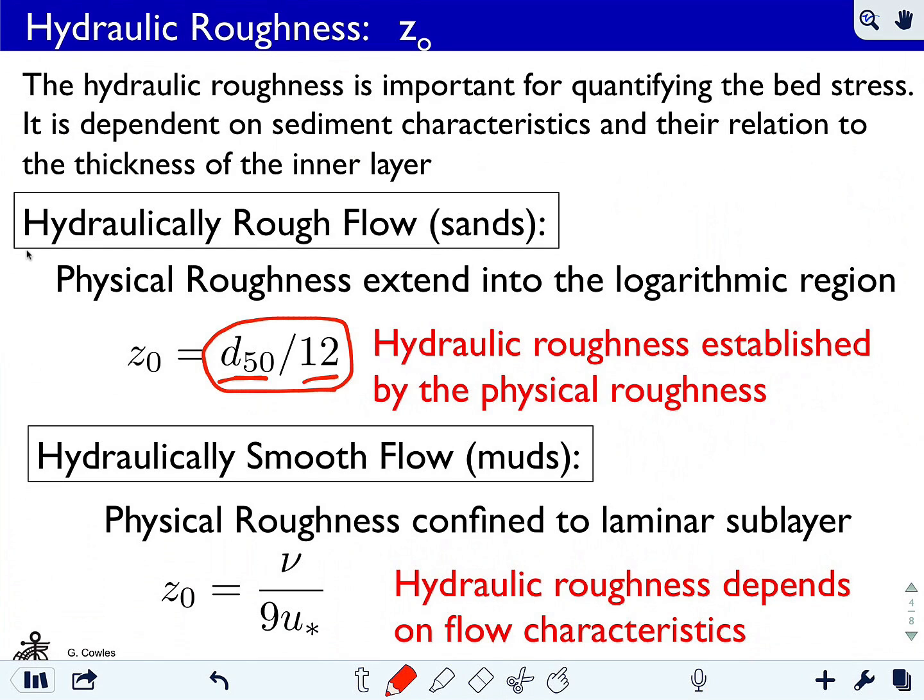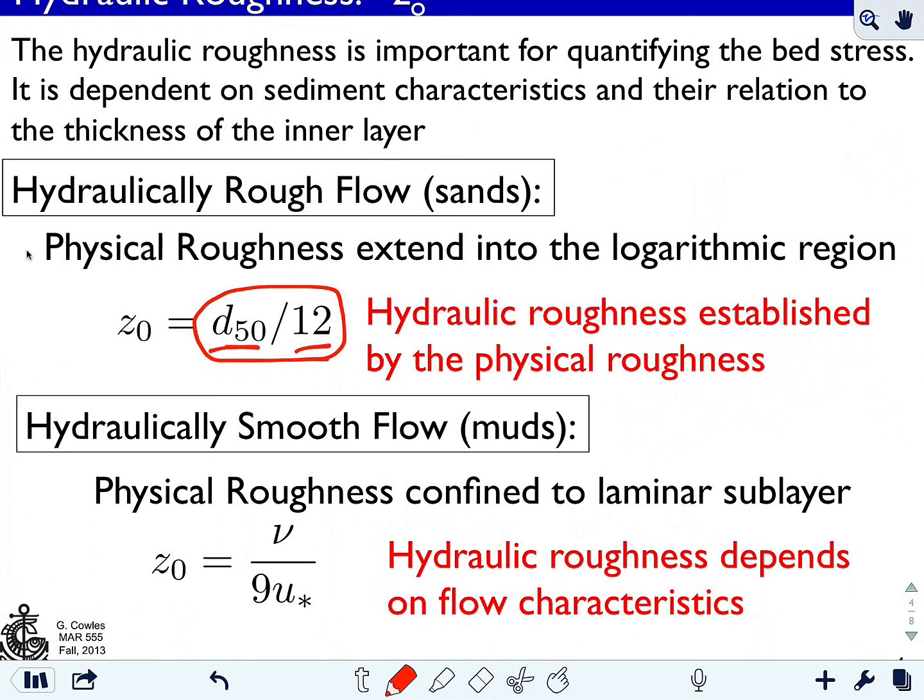in certain flows is established by the physical roughness. These are cases where the physical roughness itself sticks out into that turbulent log region. For hydraulically smooth flows, like muds for example, that physical roughness is just confined inside this laminar sublayer. It doesn't reach across into the turbulent zone. It's not interacting with the eddies that are up there, the physical roughness. In that case, the hydraulic roughness only depends on these flow characteristics within the boundary layer. It doesn't depend on the physical roughness of the flow.